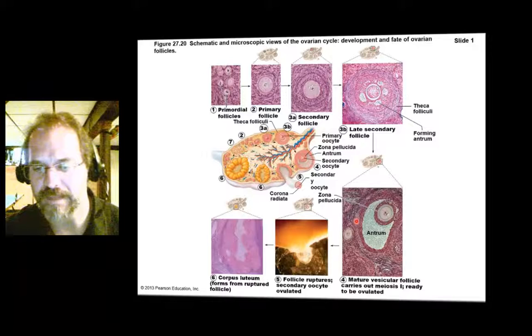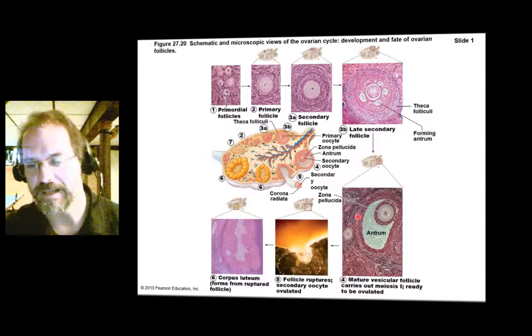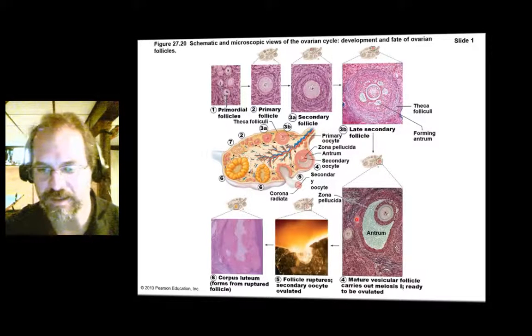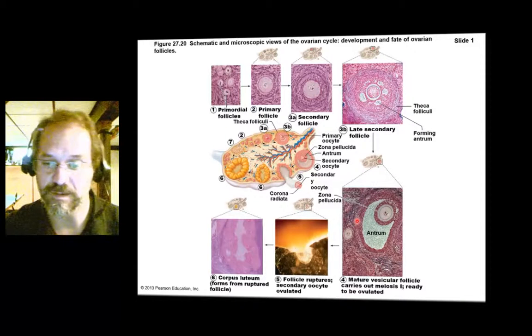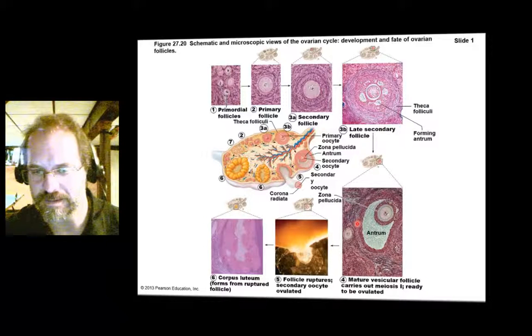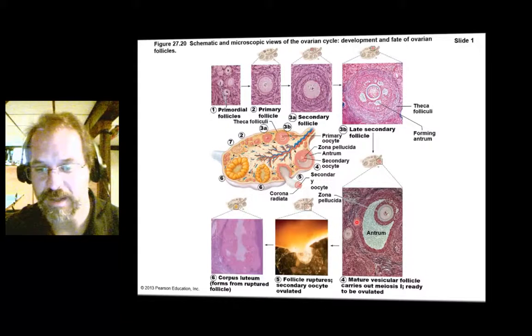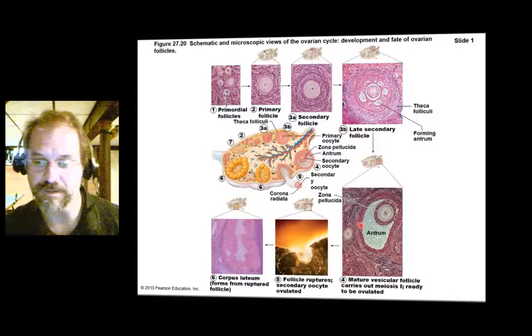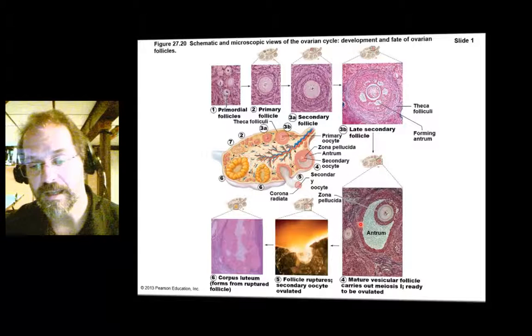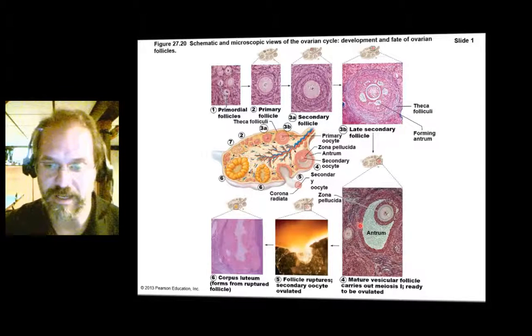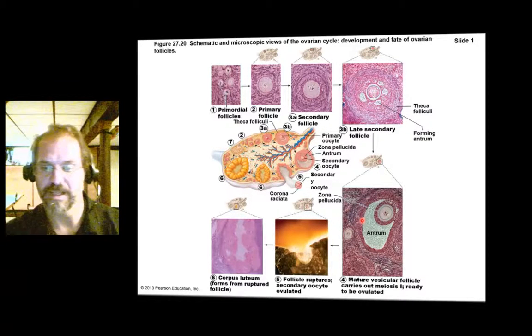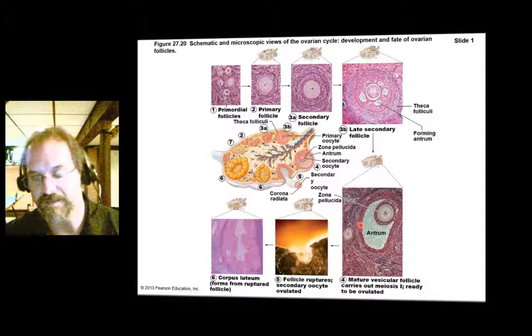Well, let me correct that. The theca interna cells process androgens other than estrogen, feed that to the follicular cells, and the follicular cells convert that into estrogen and secrete estrogen, and that's what drives up the large amounts of estrogen.